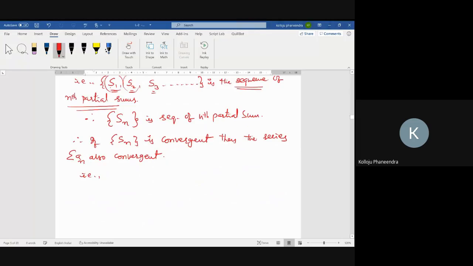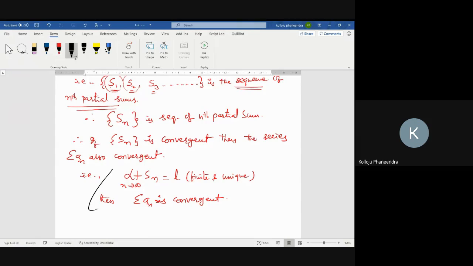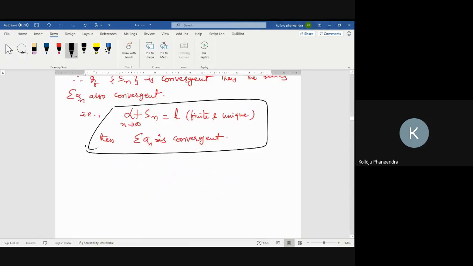What is the meaning? When the sequence is convergent, the limit of Sn is L. What is this L? Finite, and it must be unique for convergence. Finite and unique, then sigma an is convergent. Remember this, the first property, convergence of a series: when the sequence of nth partial sums is convergent, then the series is also convergent.